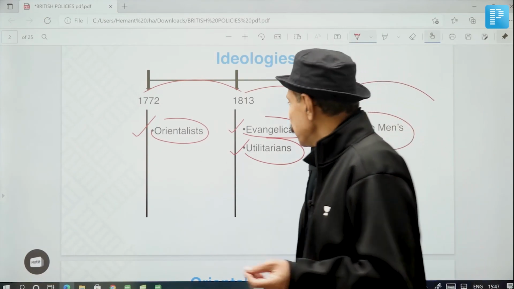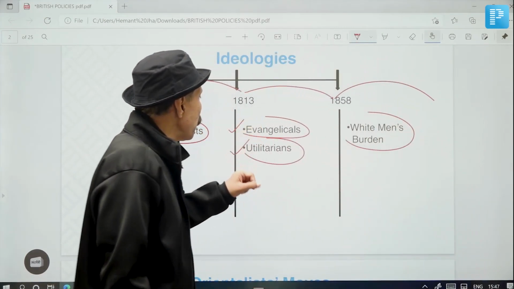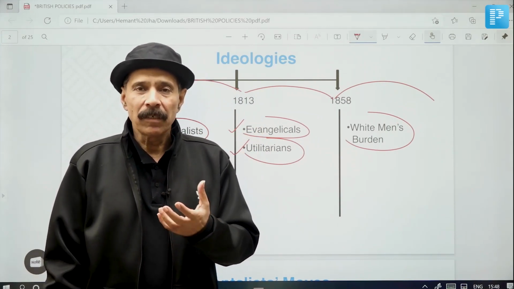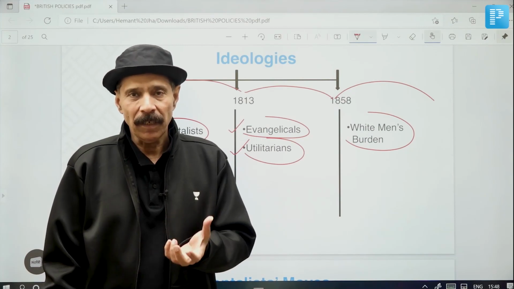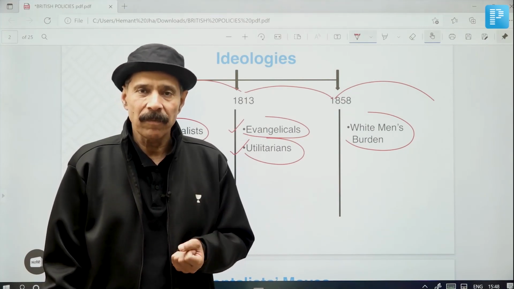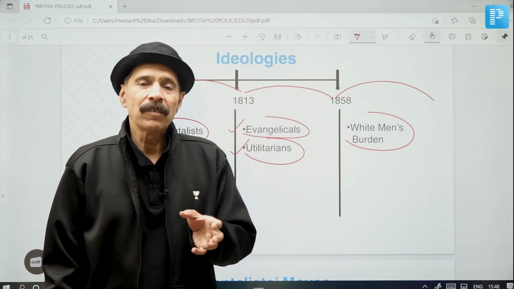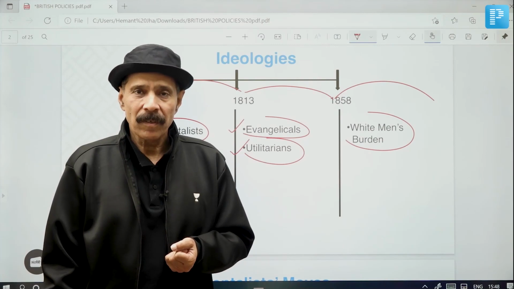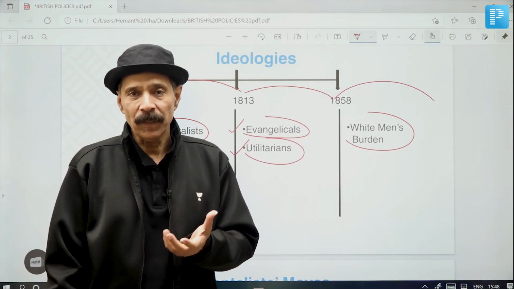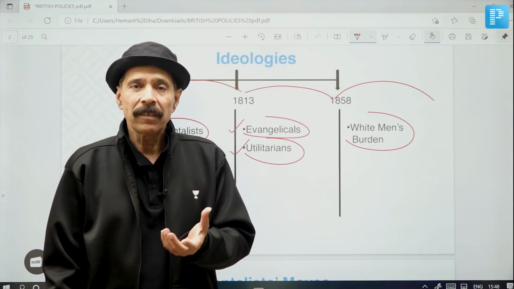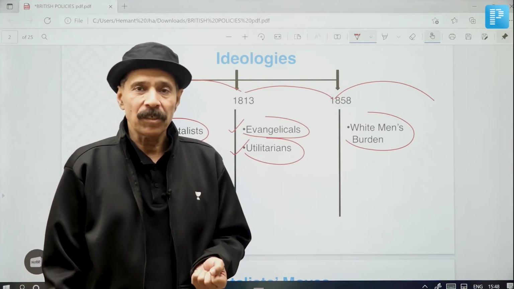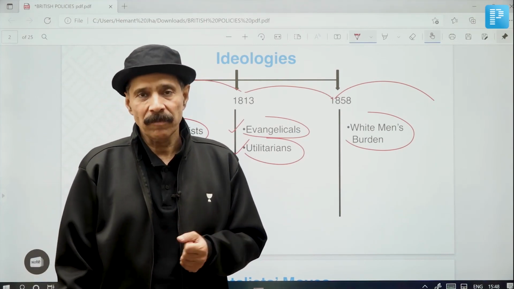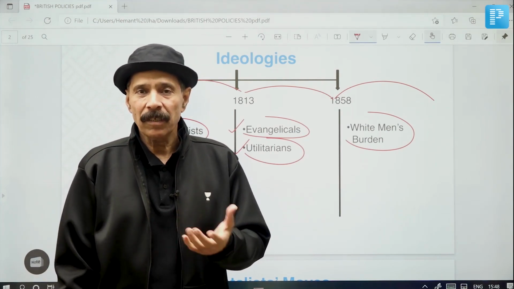The next ideology is evangelicals. Evangelicals were a church group. They were very critical about India, Indian society, Indian religion. And they focused on social change on Western lines. They wanted social reforms on Western lines. They highlighted the idea of a spread of Western education. And their core concern was a spread of Christian ideas. And accordingly, they worked.